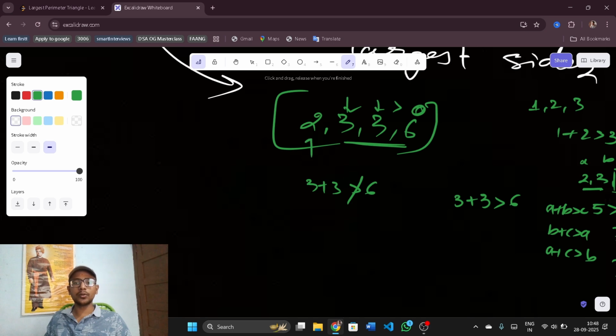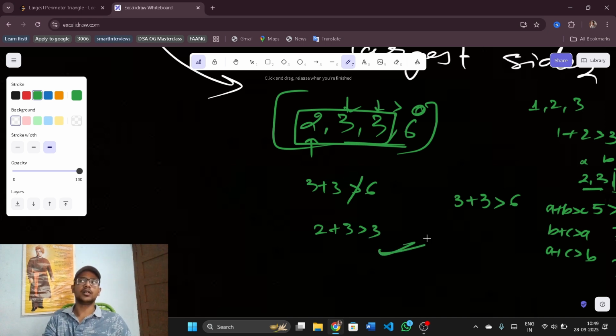Now let's go to this 3, A, B, C. Now 2 plus 3 is greater than 3, so we can return the largest perimeter we can form by three sides, which is 2 plus 3 plus 3.